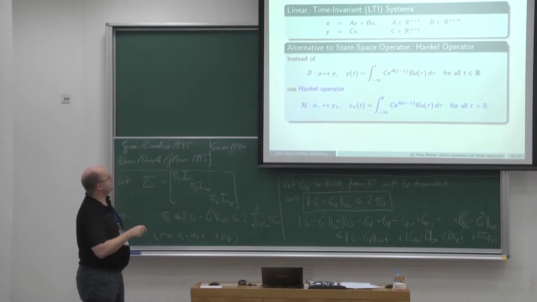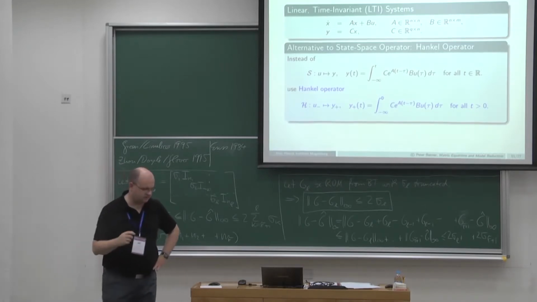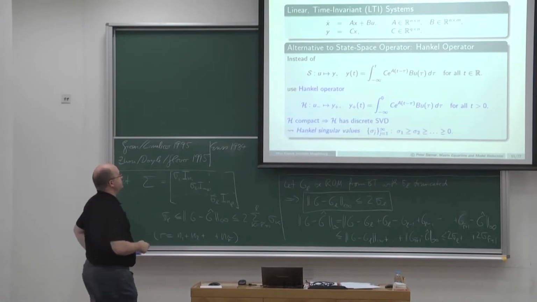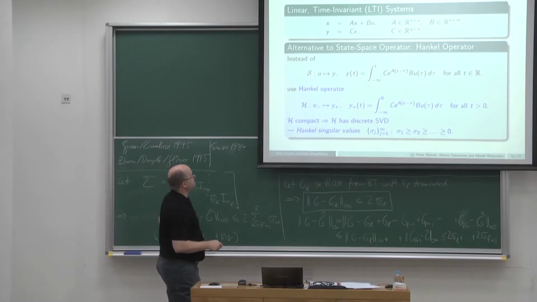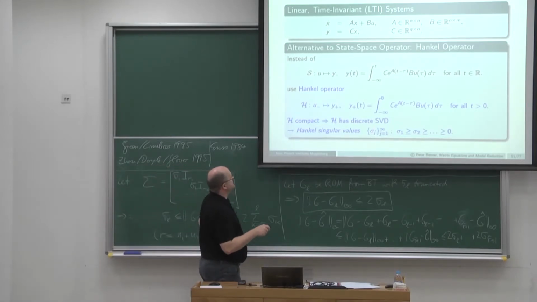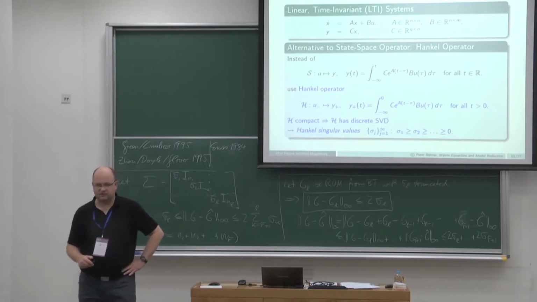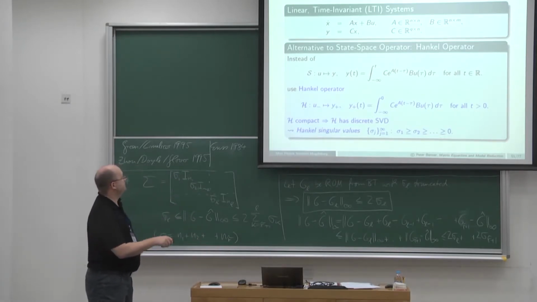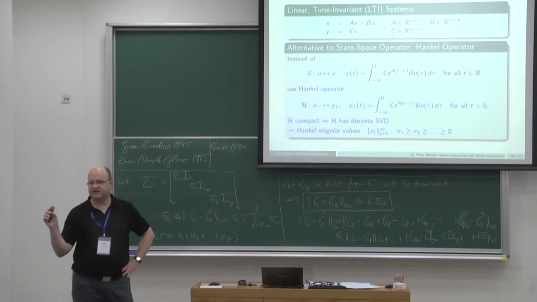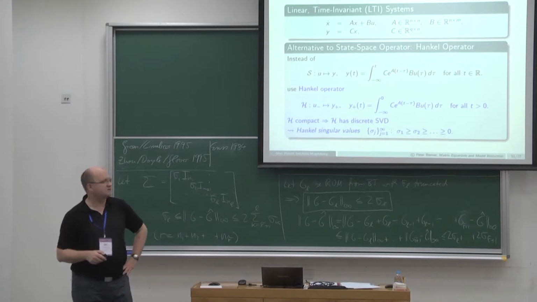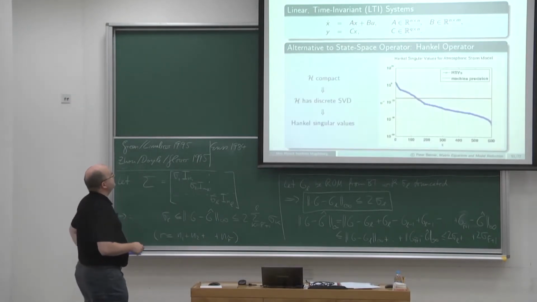So this is called the Hankel operator, and then now you can show that H is actually compact. So it has a discrete SVD, and it has singular values sigma 1 through sigma j, and that's what I want to prove now. That these are our Hankel singular values that we have defined as the square roots of the eigenvalues of the product of the controllability and observability Gramians.